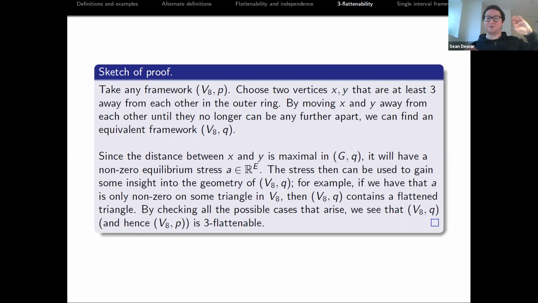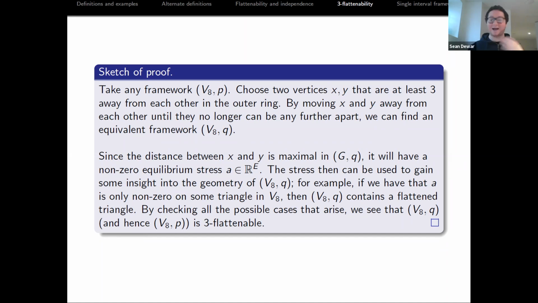Okay, so they get this stress. What's the point of the stress? Well, the stress can be used to gain insight into the geometry of the framework. For instance, if you have a stress on a triangle that is non-zero and everywhere else it's 0, you know the triangle is degenerate, you know it's flattened out in a line. And this is basically the idea of what they do.